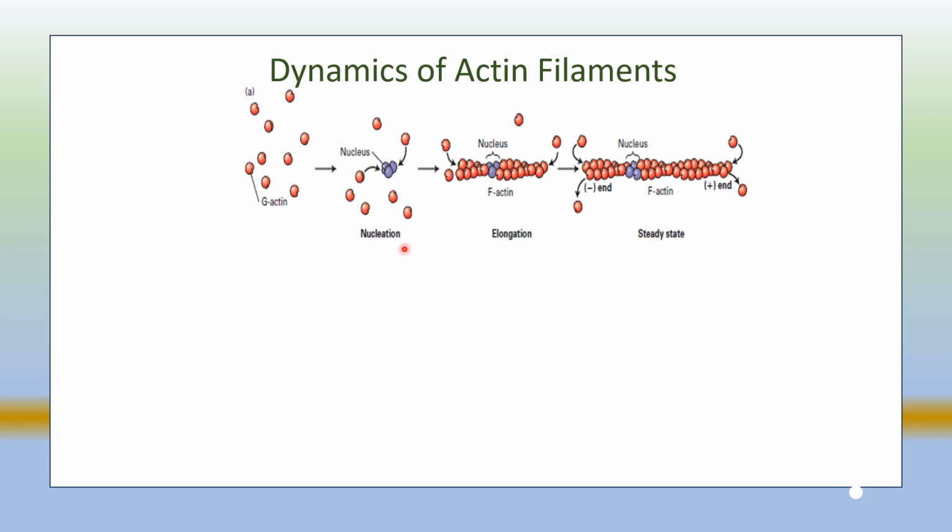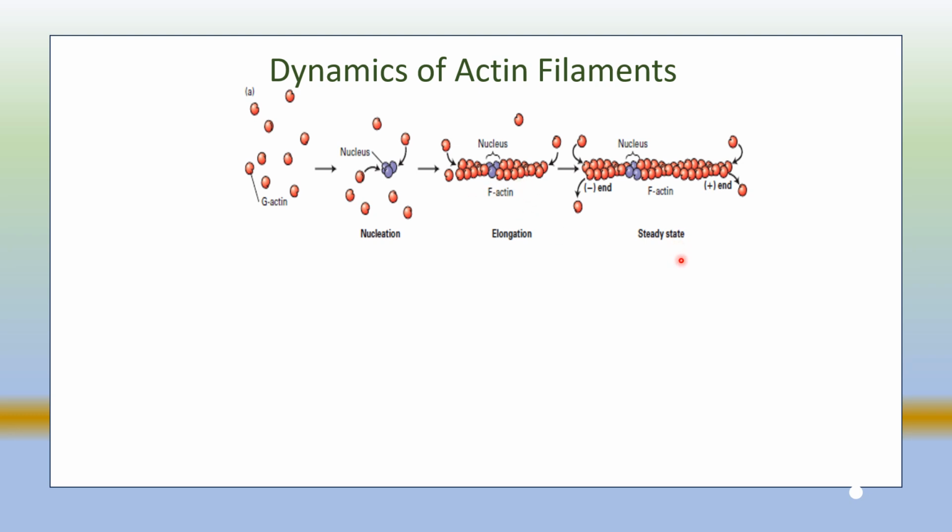So nucleation is the first and foremost crucial step. It is a kind of building block, after which the actin filaments are actually formed. After nucleation, since a few subunits are joined here, it proceeds with the step of elongation. On both sides you can see these monomeric G actins are joined one after another, and they form an F actin.